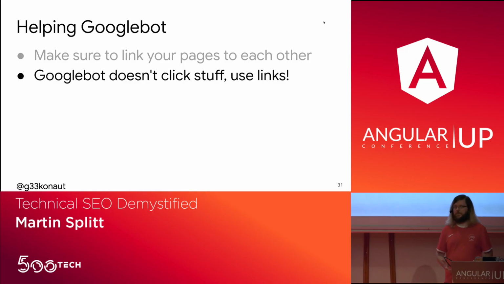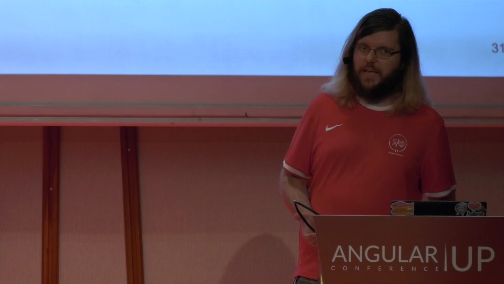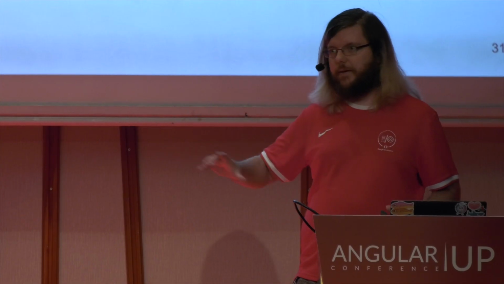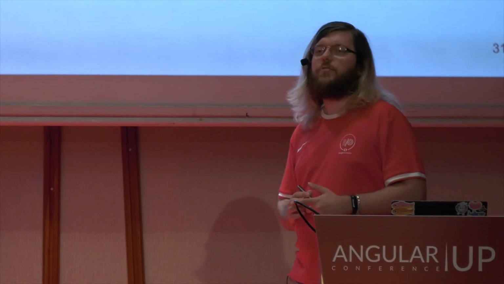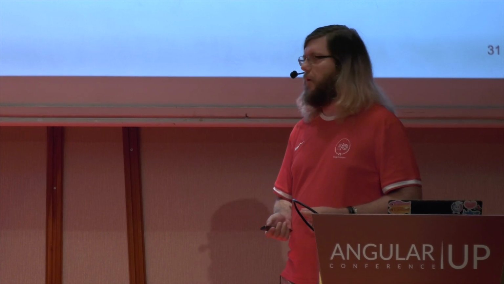Googlebot doesn't click on stuff, so don't use a button. If it goes somewhere else, it's a link. So use links, an a tag with href, okay? Don't use a span with an on-click handler. Don't use a button. Don't use, I don't know, a select box. People are sometimes interestingly creative when it comes to that kind of stuff.